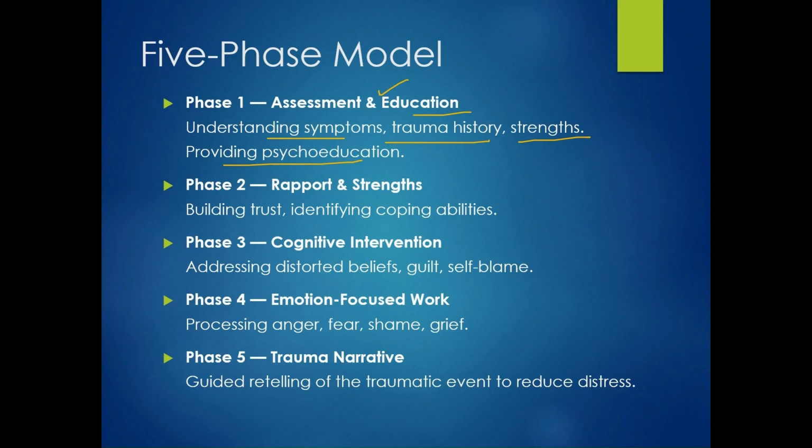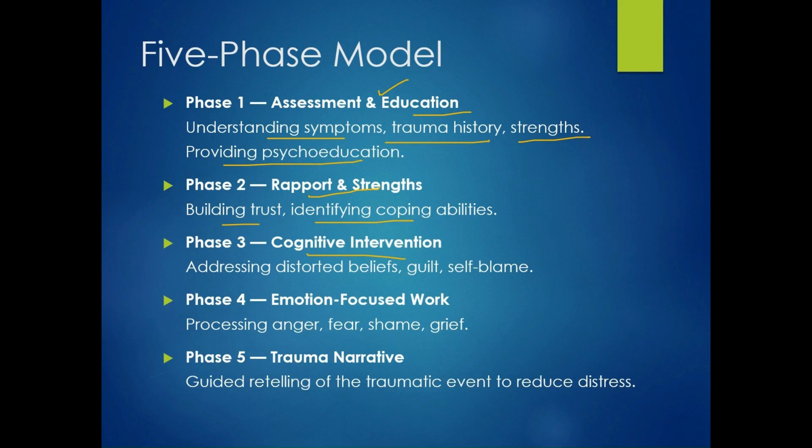Secondly, we have rapport and strengths. This is a very important stage after a person has gone through a trauma. So this helps in building trust with the psychologist and also identifying the coping abilities. Alright. The third phase is cognitive intervention. So in this phase, the psychologist is going to help them deal with distorted thoughts like maybe self-blame, right?